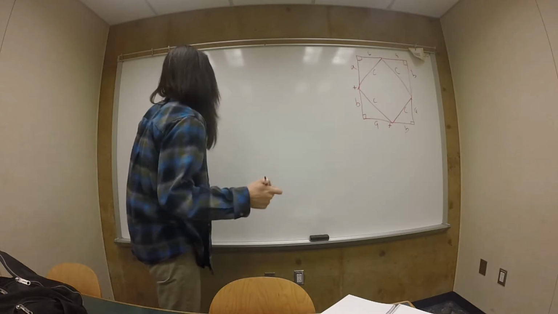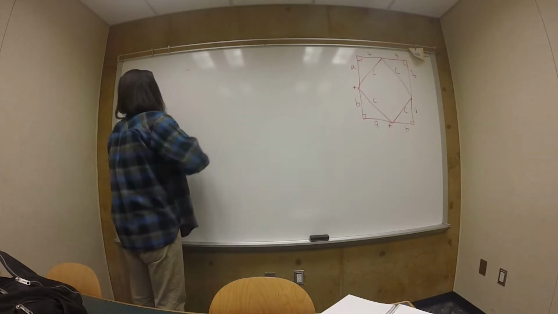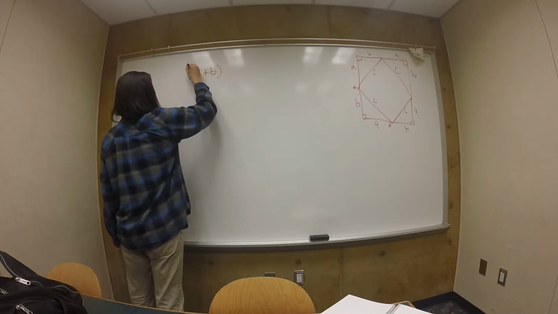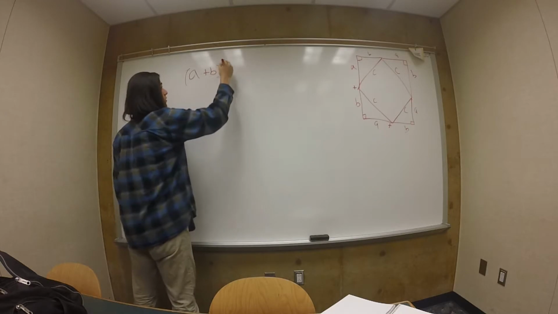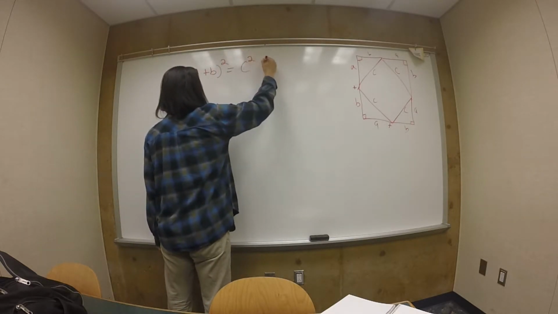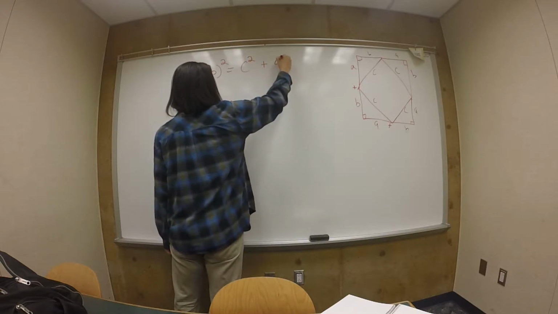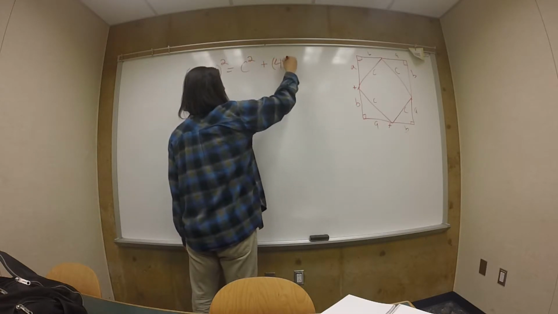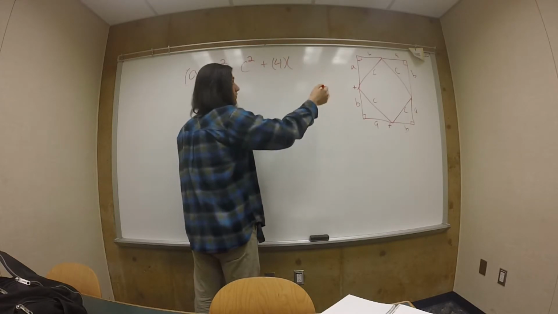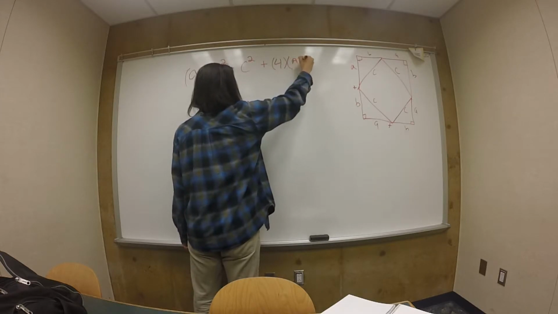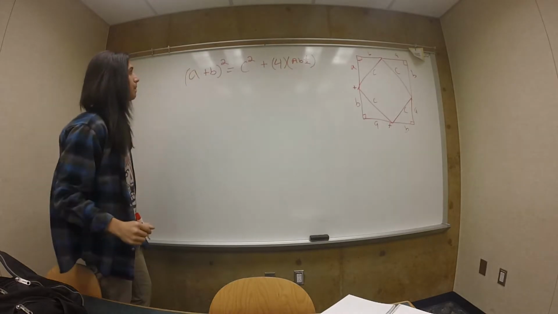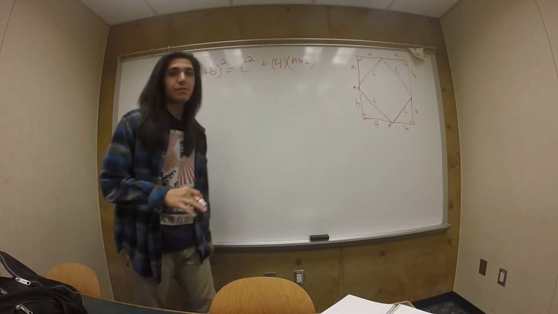So what we can write is (a plus b) squared is equal to c squared plus 4 triangles times the area of a triangle, which is a times b times 1/2. Okay? So from here we just have to do simple algebra.